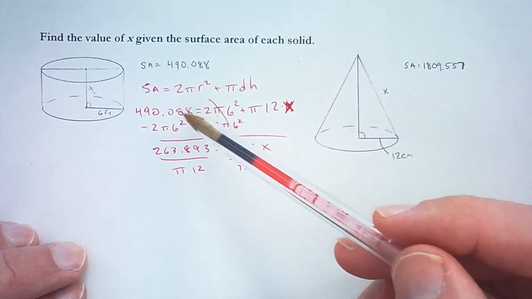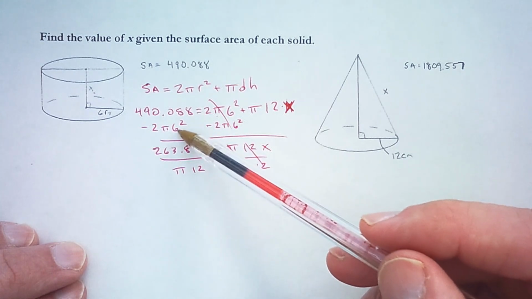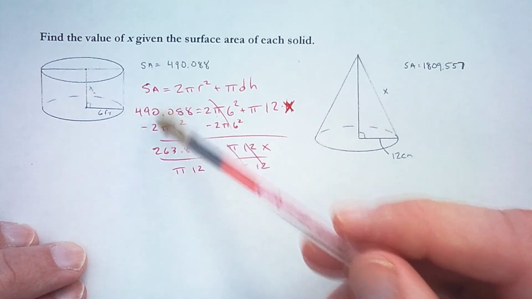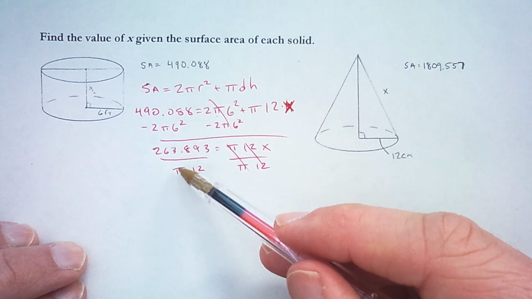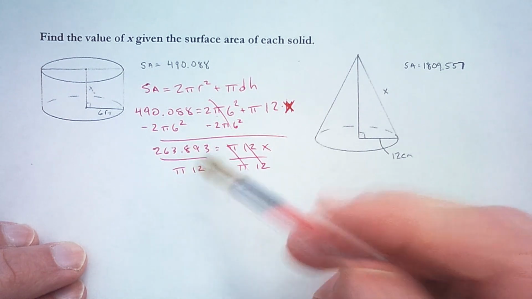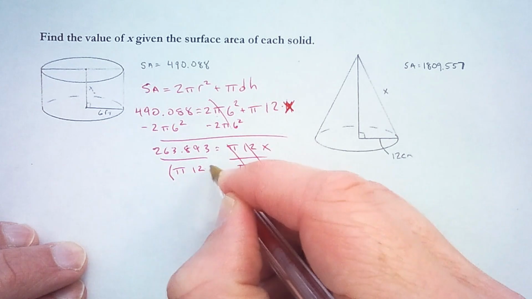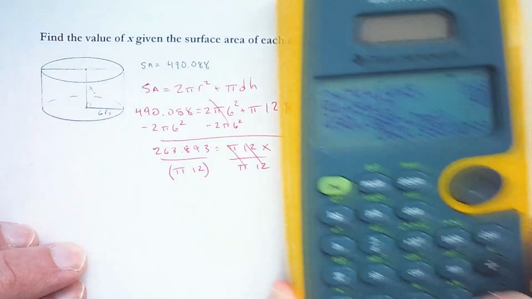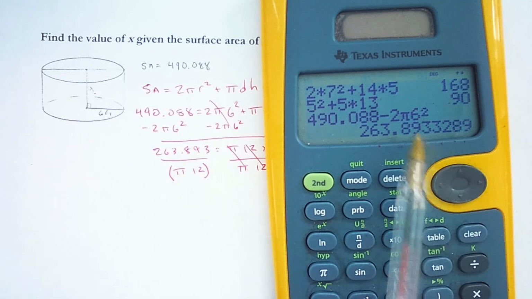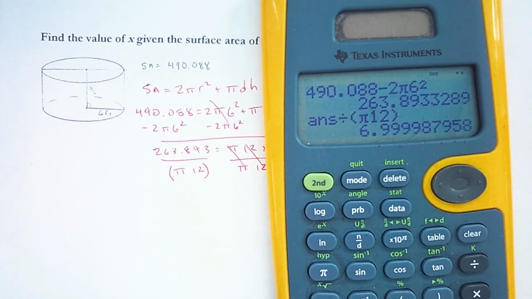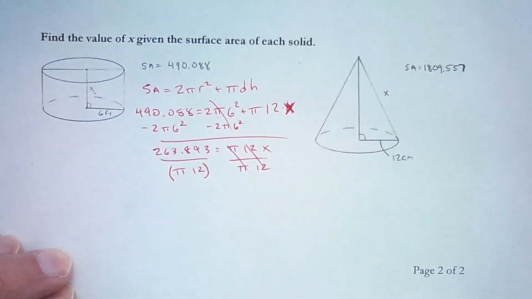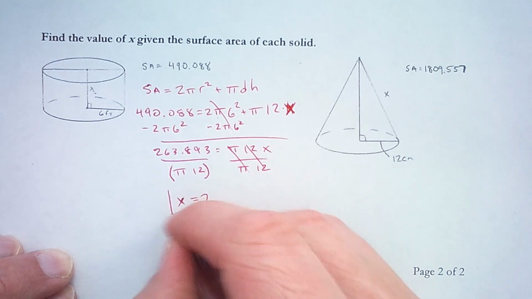Okay, now the calculator knows order of operations, so right here, it did the order of operations by multiplying this first and then subtracting. But here, in order to divide correctly, we want to divide by pi and 12, not divide by pi, then multiply by 12. So when we put this in the calculator, we will put that denominator in parentheses. Now, I'm not going to use this rounded number. I'm going to use what the calculator gave me and divide by parentheses pi times 12, and I get 6.9999, so basically 7. So the height is 7.